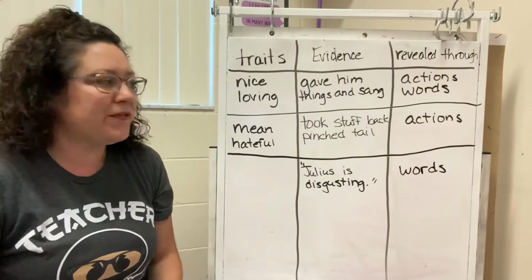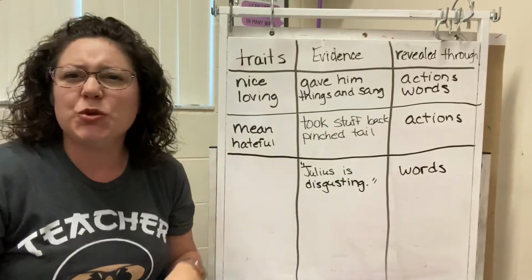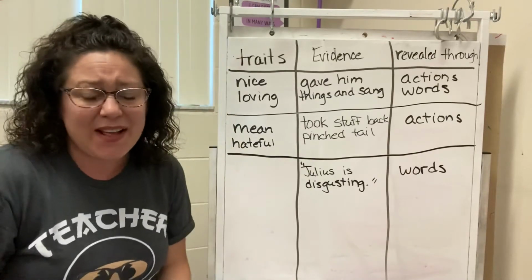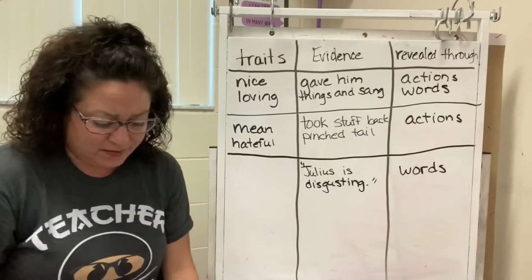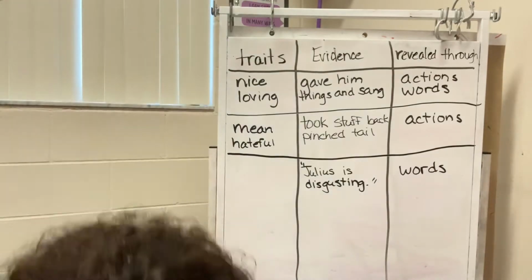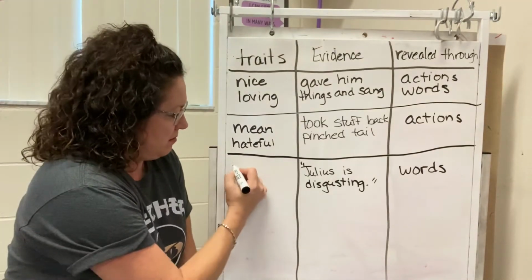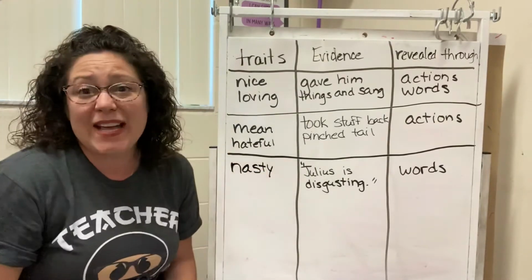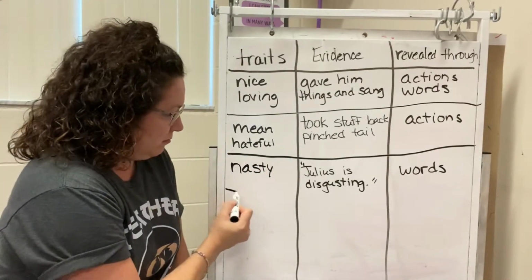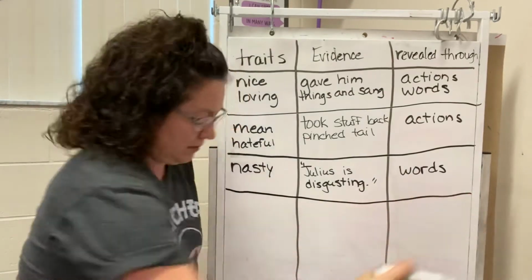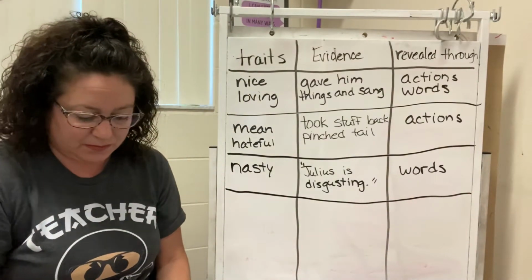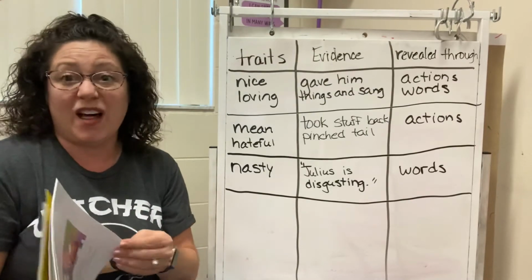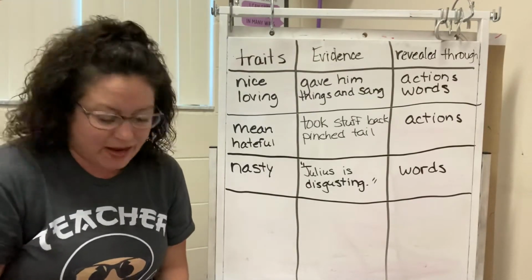So let's try to infer our character trait right now. She says Julius is disgusting. And we know disgusting in our filing cabinet. If someone says that, they're not being very nice, right? They're being kind of nasty, and mean and hateful again, too. Let's see. We got a long book to go. We're only going to read a little bit of it today.